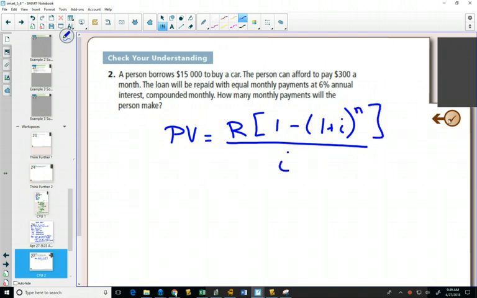Did I get everything right? Are all my brackets in the right spot? Excellent. Oh, and I forgot the negative at the end. Thank you. I didn't quite get it all right. There we go. Sorry for the interruption.